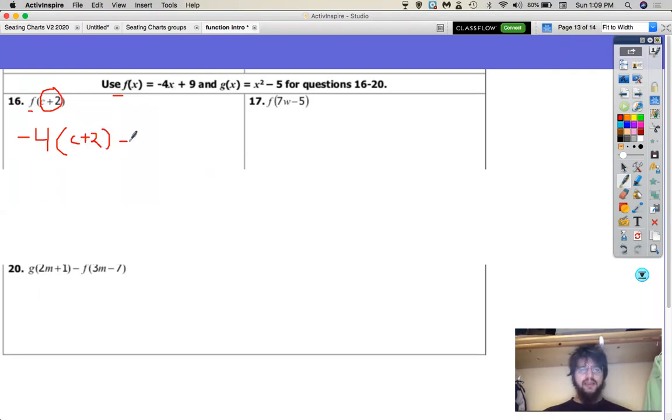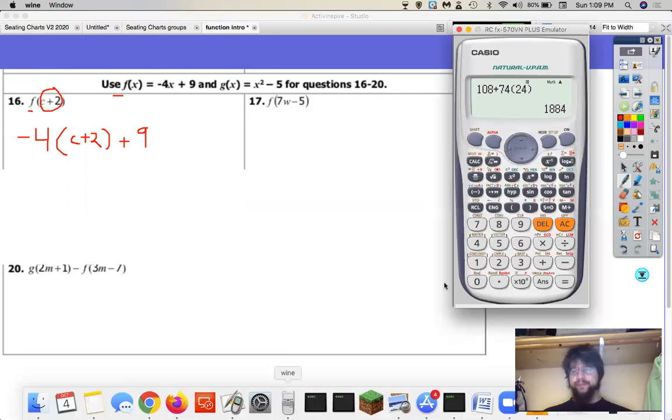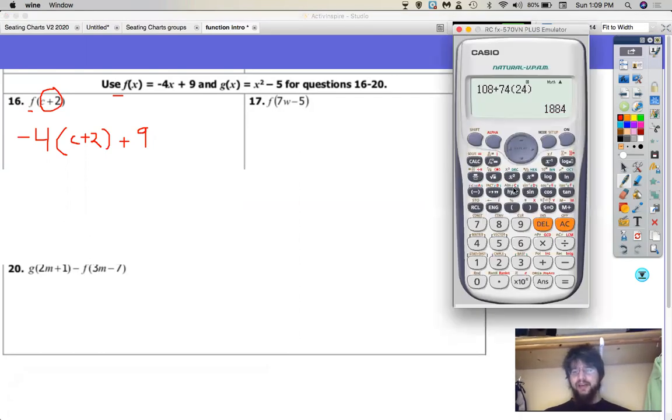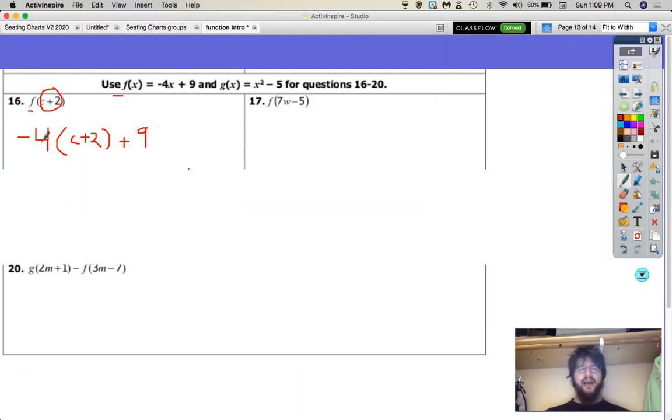And then +9. Now, if you go to grab your calculator and type it in, there's a C right there, but that's not going to work for you because right now C is assigned the value of 0. These are just numbers that can be stored. So no, don't try and do that. That's not going to work. You actually have to work this one out.